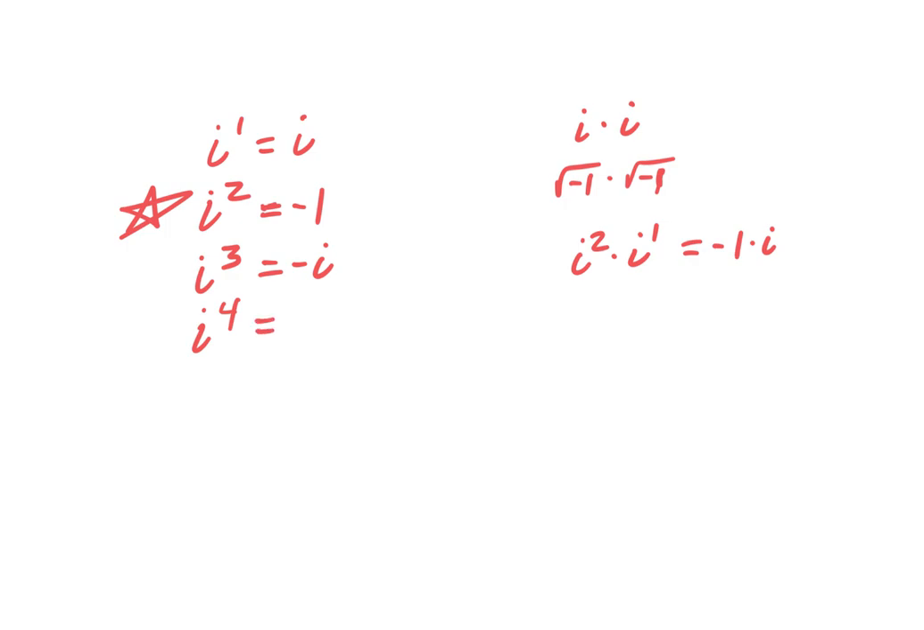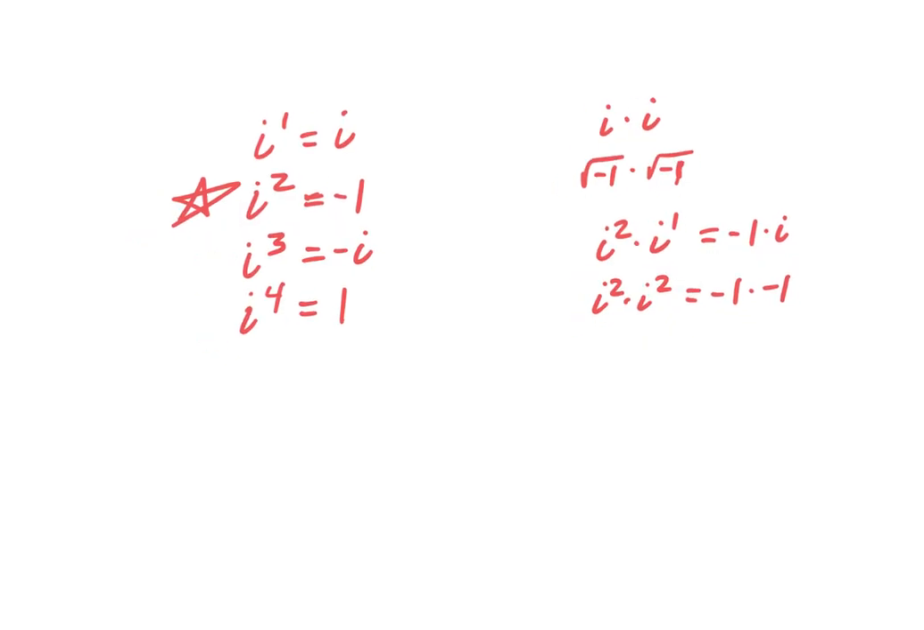Okay, and then finally, i to the fourth. I to the fourth can be thought of as i squared times i squared. But i squared is really -1. And so when I take -1 times -1, I really get 1. Okay, so those are your 4 powers of i.